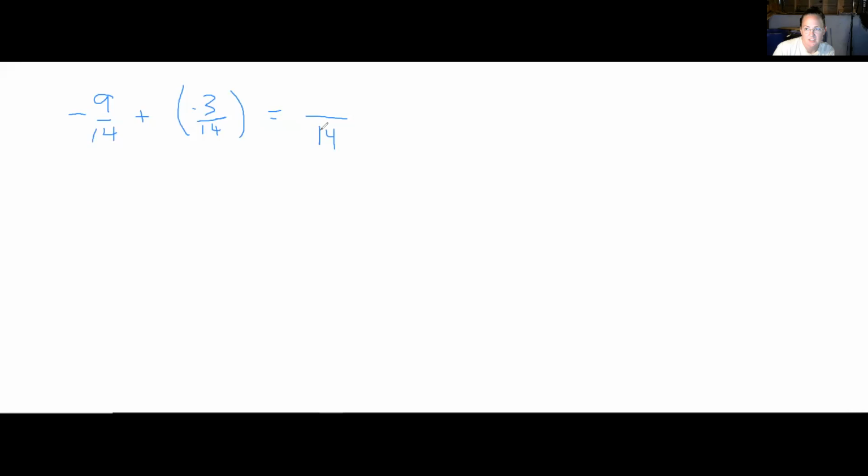My 14 stays the same on the bottom, so I look at the top, negative 9 plus a negative 3. They are the same sign, so I can add them. And this is what you would see if you wanted to rewrite it. 14 stays on the bottom. So these combine to make a negative 12. This is reducible by 2. 2 goes into 12 6 times and into 14 7 times. Keep the negative, so it's negative 6/7.